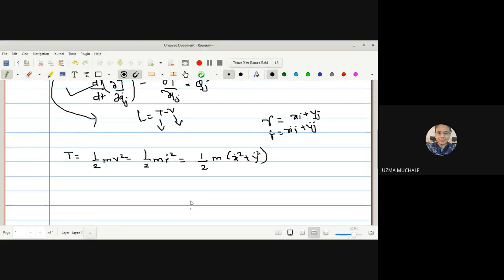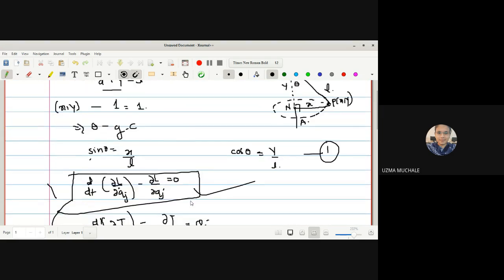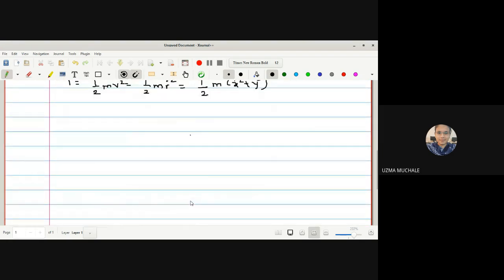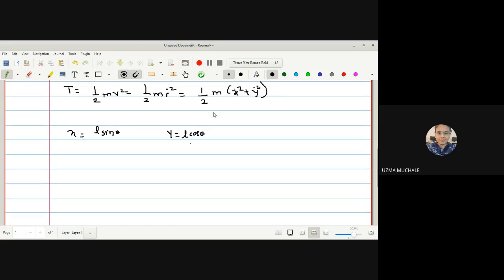What is our equation 1? We can write it in terms of x and y, that is x is equal to L sine theta and y is equal to L cos theta. Now here we should find out the value of x dot and y dot, correct? So let me find out what is x dot. Now here we are taking the derivative with respect to t, correct? X dot means dx by dt.